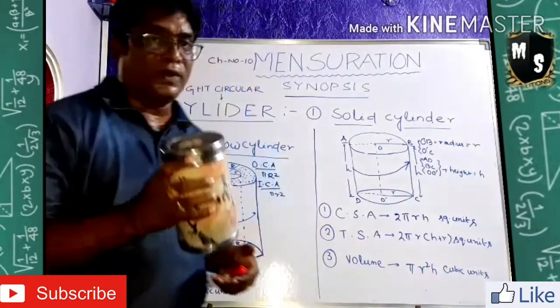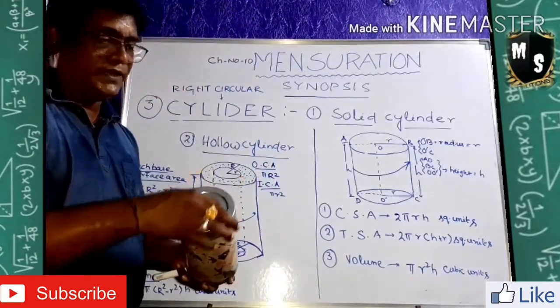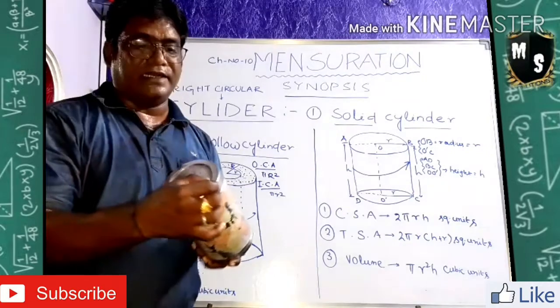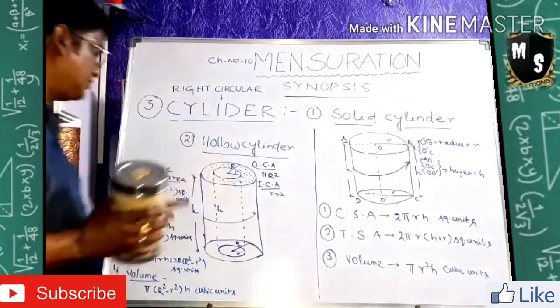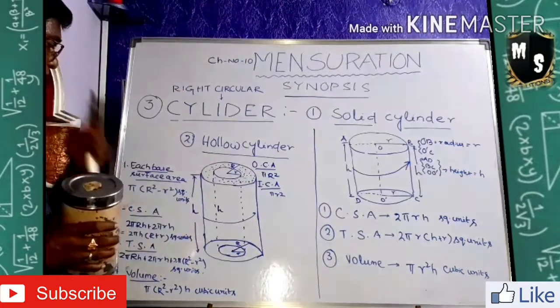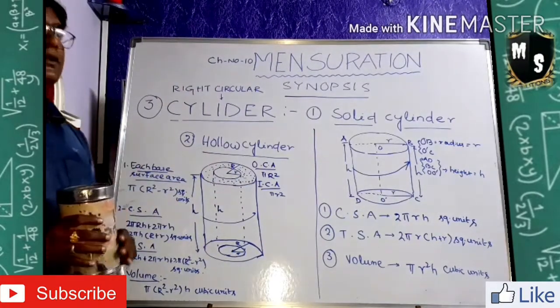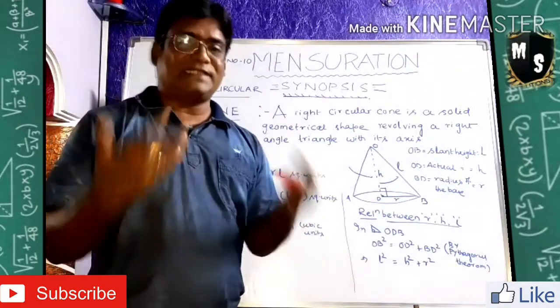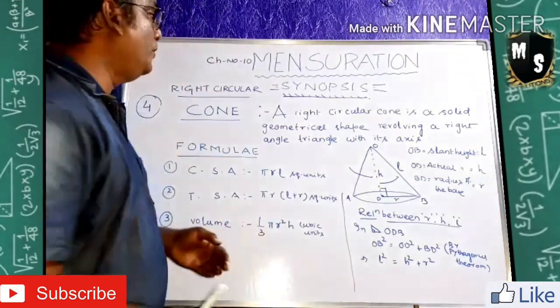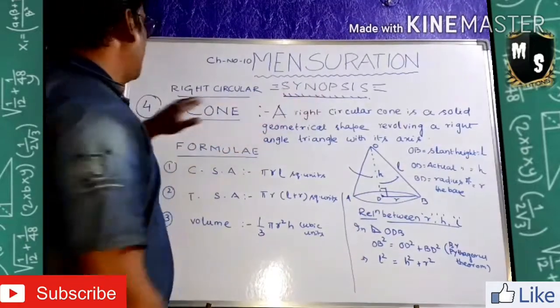When it is a hollow one, this part will be empty. There will be an inner circle, and a little thickness between the inner circle and the outer circle. The two circles will come like this. I hope you understood the hollow cylinder also. Thank you. Now I will go to the next synopsis, synopsis number 4.